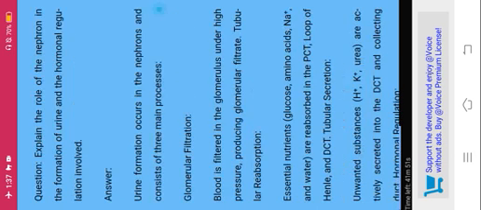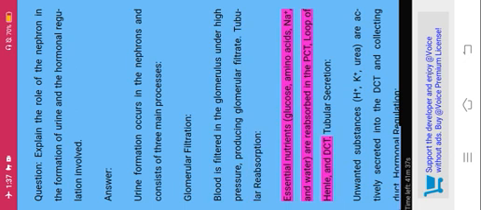Previous year question solved. Question: explain the role of the nephron in the formation of urine and the hormonal regulation involved. Answer. Urine formation occurs in the nephrons and consists of 3 main processes. Glomerular filtration. Blood is filtered in the glomerulus under high pressure, producing glomerular filtrate. Tubular reabsorption.